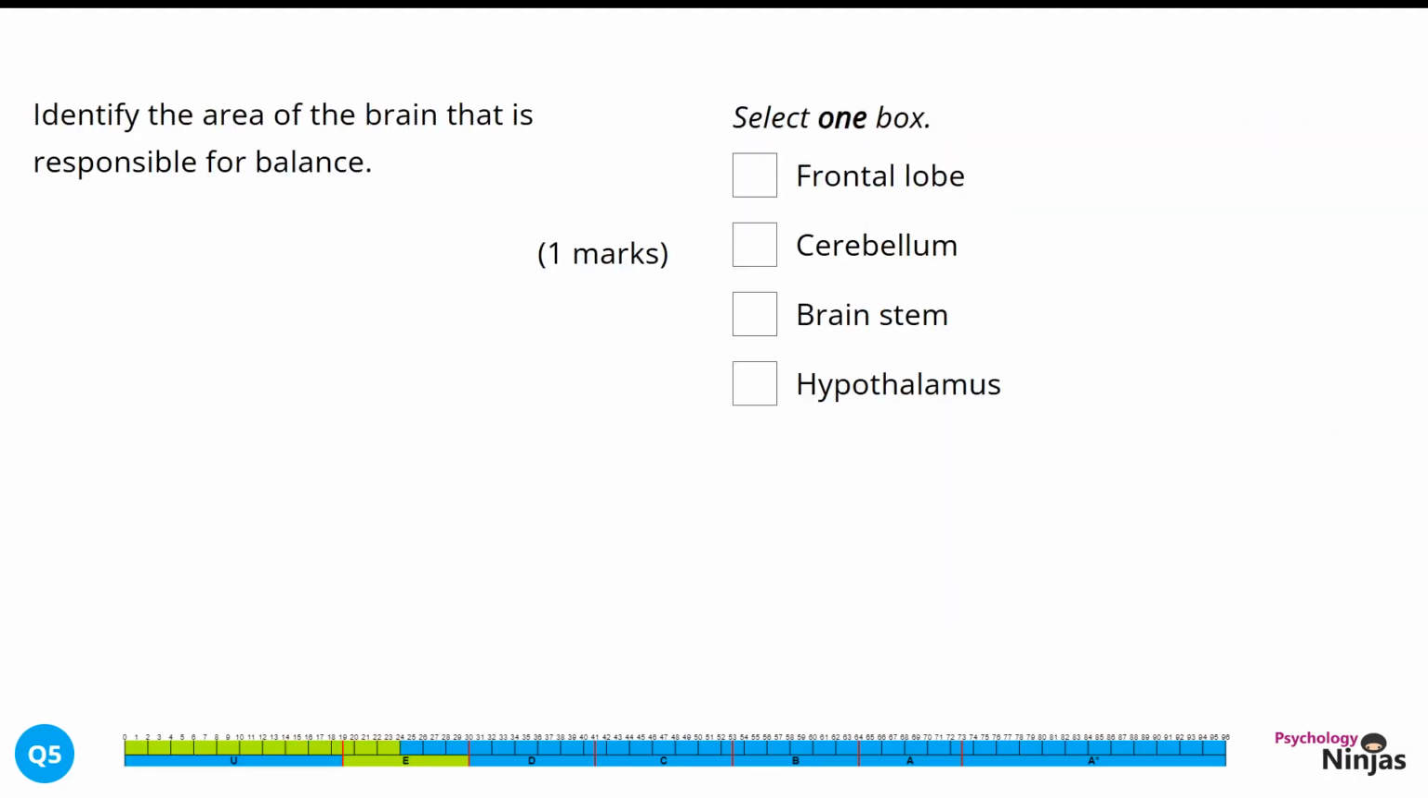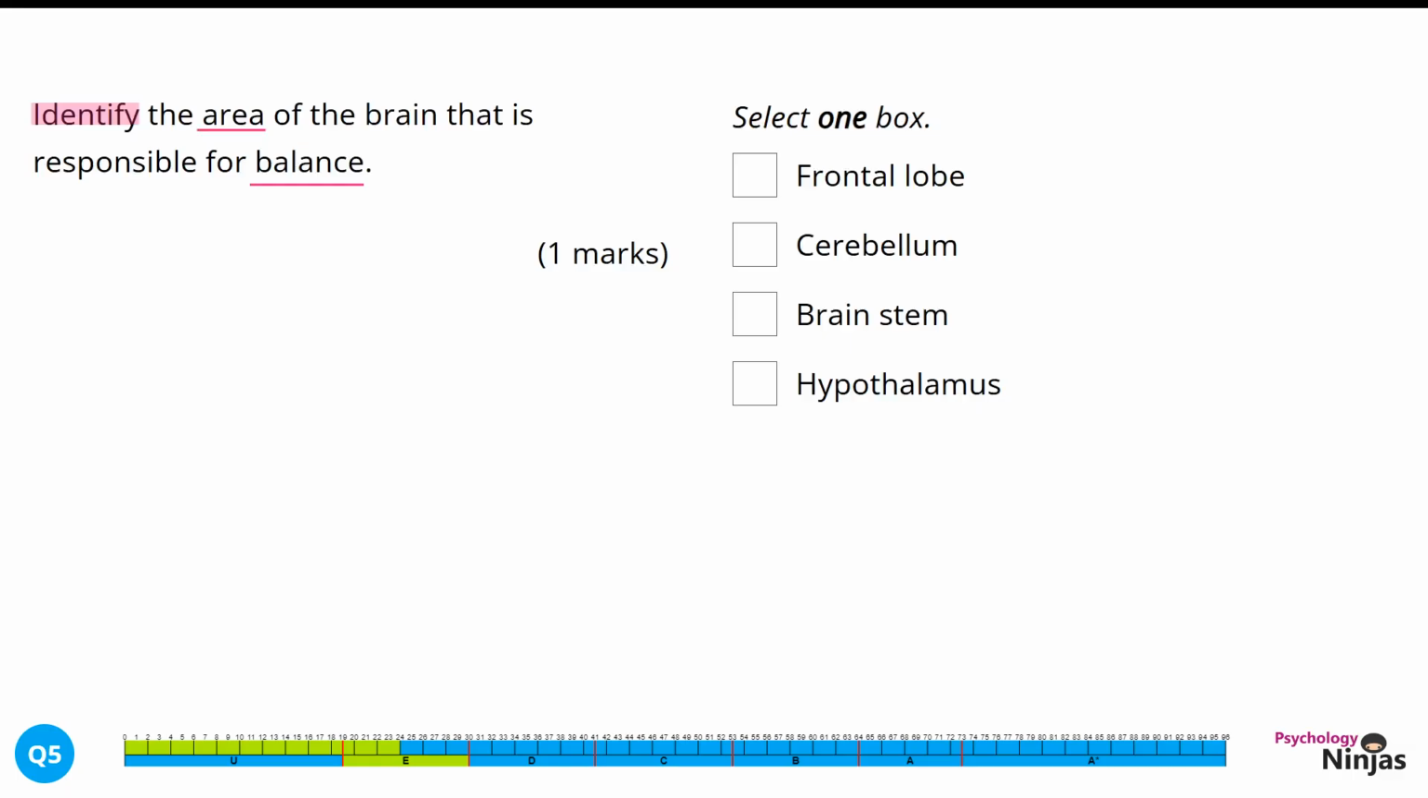Identify the area of the brain that is responsible for balance, 1 mark. Here we have the command word identify, which is asking us to specify or state a particular piece of knowledge. We're focused here on an area or region of the brain, and we're looking specifically about balance. We have to select one of our responses, considering which is involved in balance.